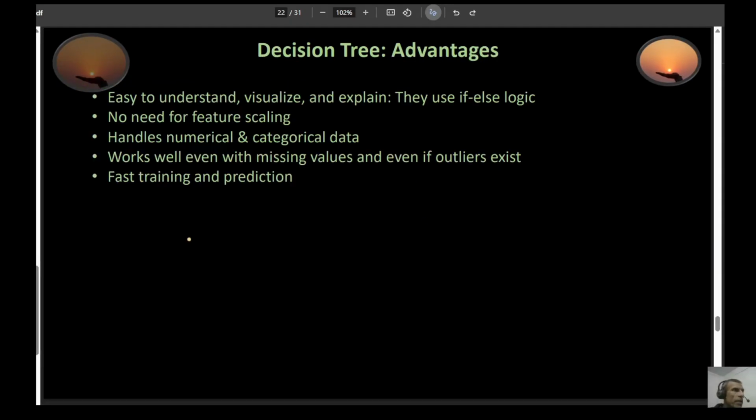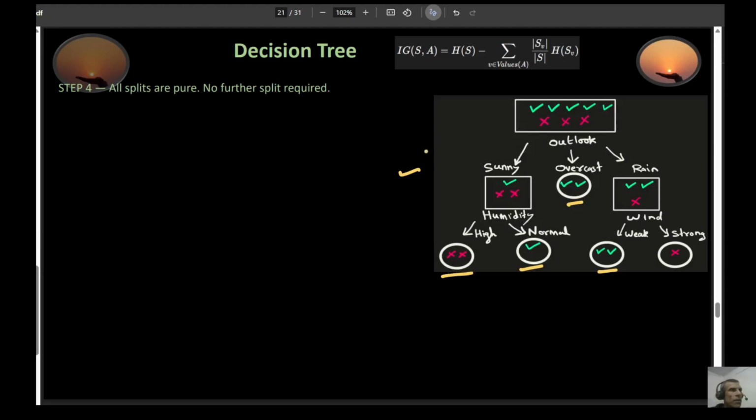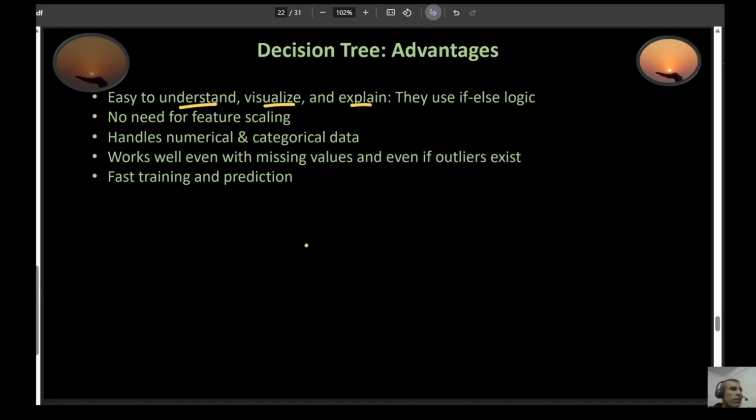Now let's look at some of the advantages of decision tree. Well, first of all, they're easy to understand and visualize and explain. You can see that from here. See over here, what I'm doing, you can actually read this way: that if your outlook is sunny, then go this way. If it's a humidity, then go this way. Then you make this decision. So because you're using series of if and else logic, they're kind of easy to explain and visualize.